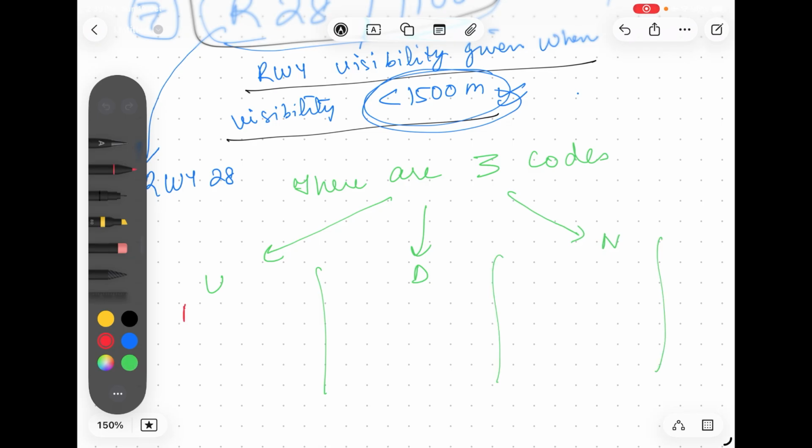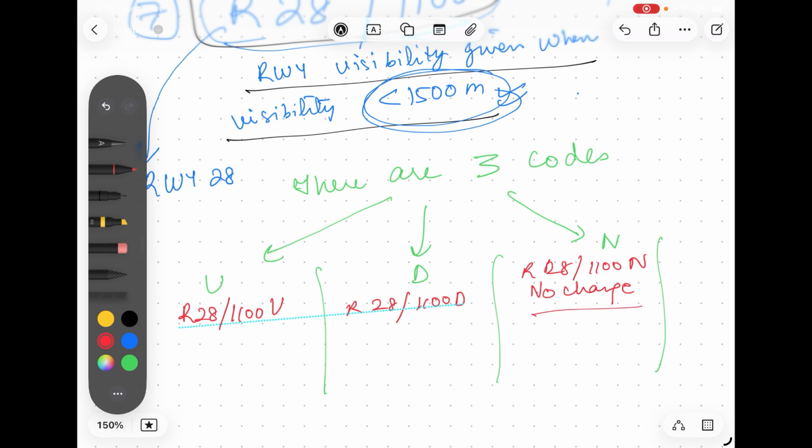U would be written as R28/1100U. If it's D, it will be written as R28/1100D. And here it would be N. If it's written at the end, that would mean no change. So it will be written as R28/1100N. So N means no change. D means decreasing. So basically your visibility has been decreasing over the last 10 minutes.